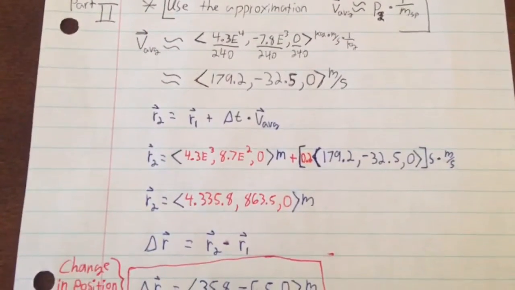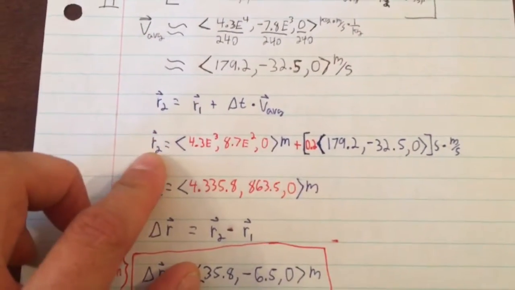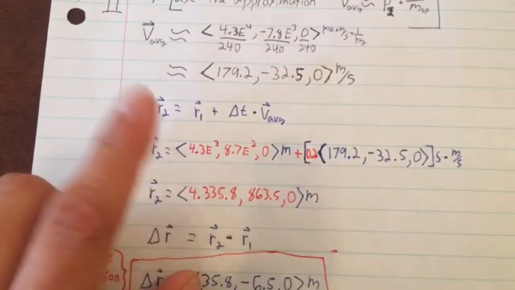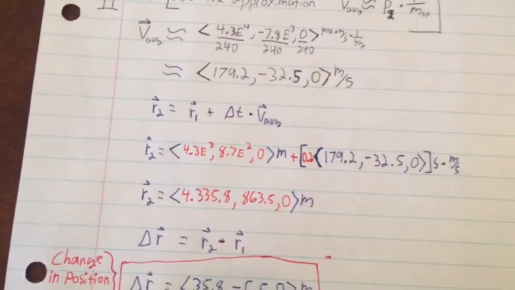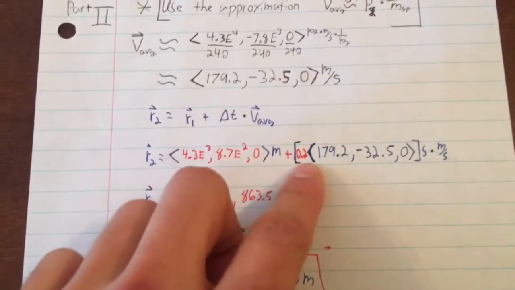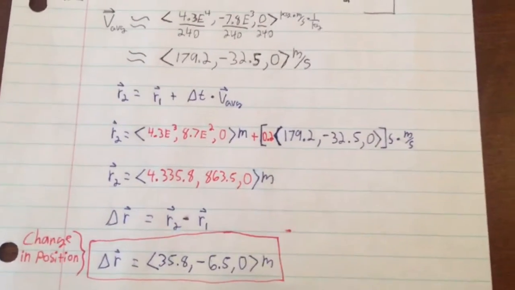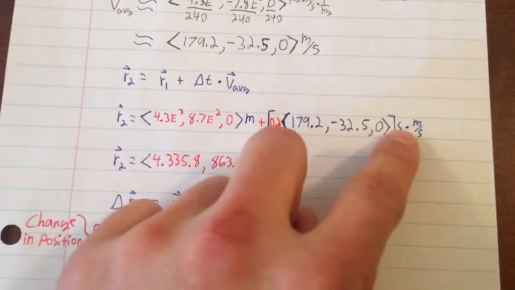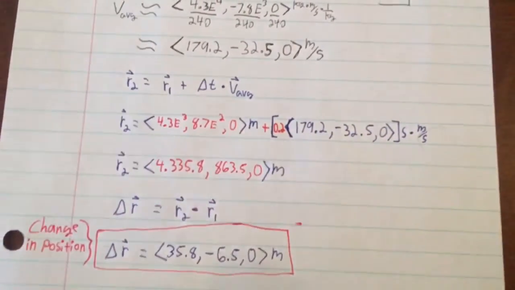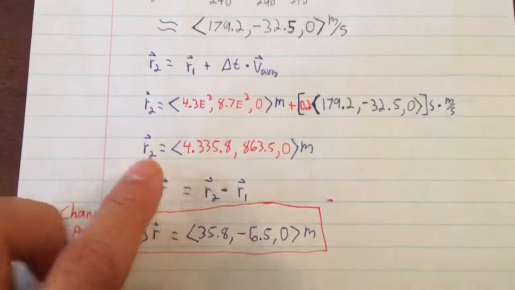So now we're going to use our position update formula, and we're going to solve for our final position, because we already know our initial position, but we want to find our final position. So here we have our values for our initial position, we have our change in time, and we have our average velocity. Our seconds are going to cancel out, and we're left with meters. We're going to add these two vectors of meters together, and we're going to be given our final position.